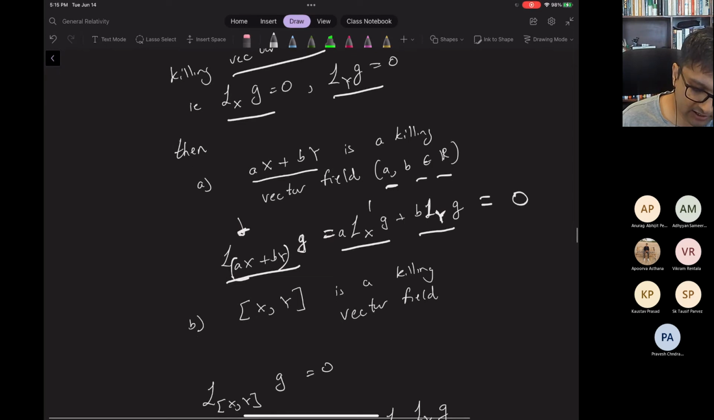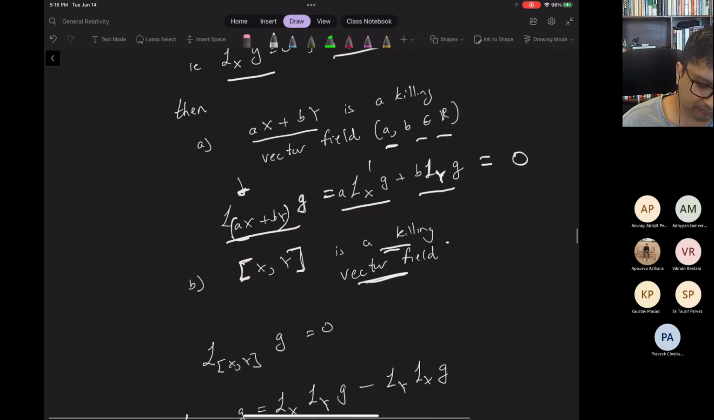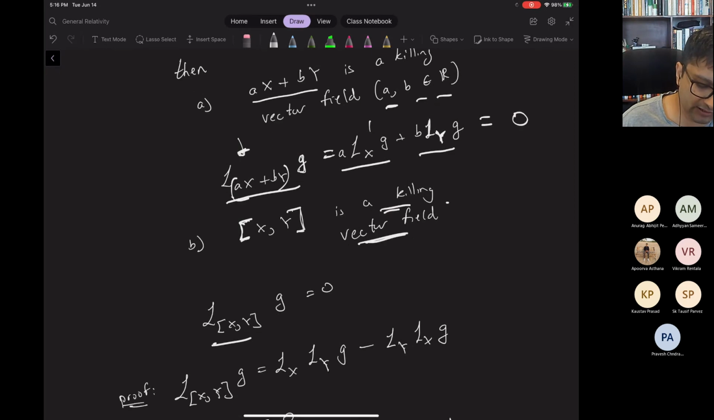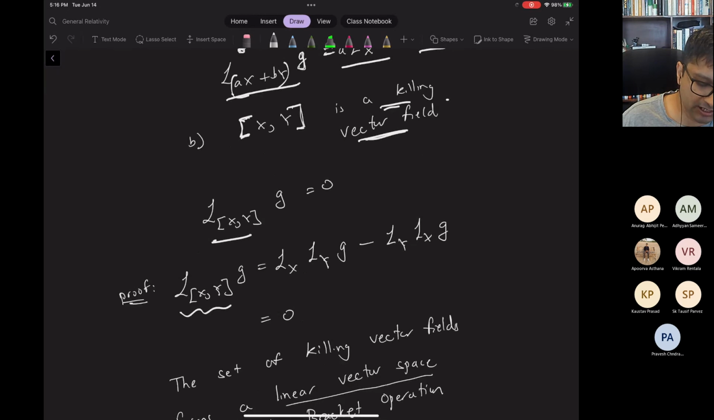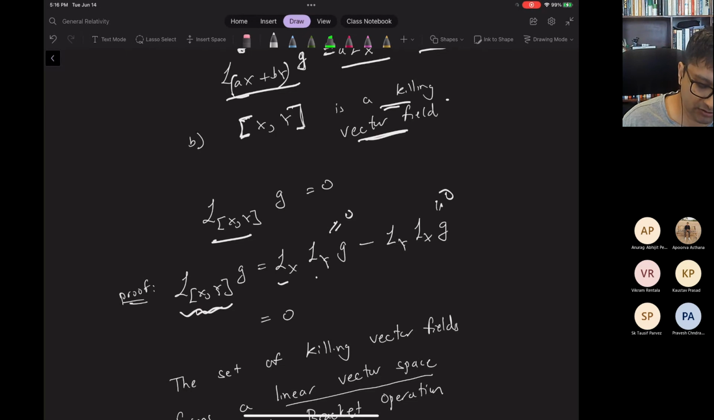The second thing is the Lie bracket of X, Y. This is also a Killing vector field. That is, we want to show that the Lie derivative of g with respect to the Lie bracket of X, Y is 0. But you can use the identity that we didn't derive, but I told you about in the last class. The Lie derivative on g with respect to the Lie bracket of X, Y is L_X L_Y g minus L_Y L_X g. And since L_Y g is 0 and L_X g is 0, this is 0.